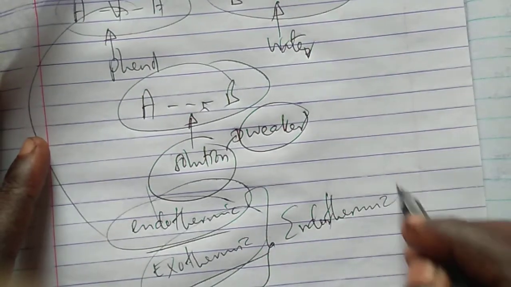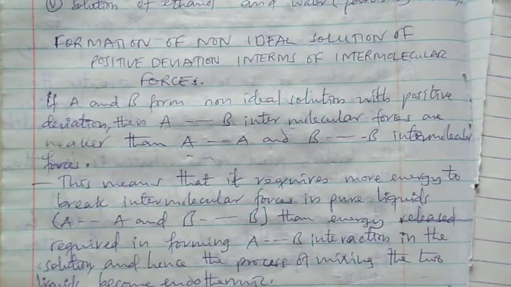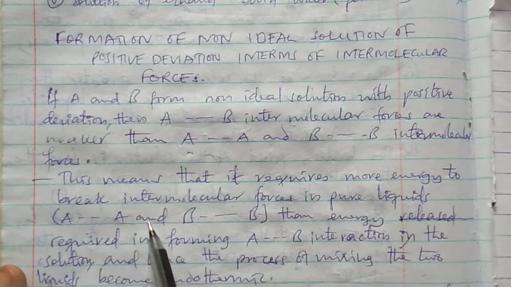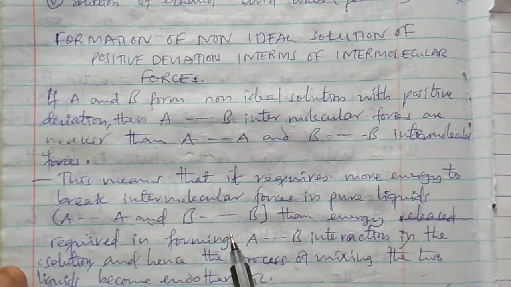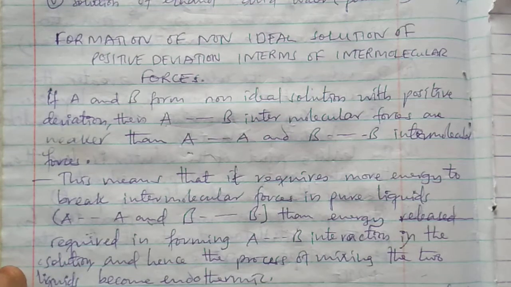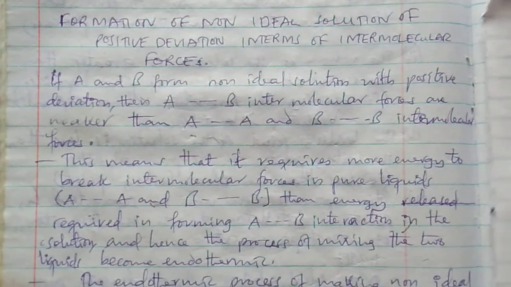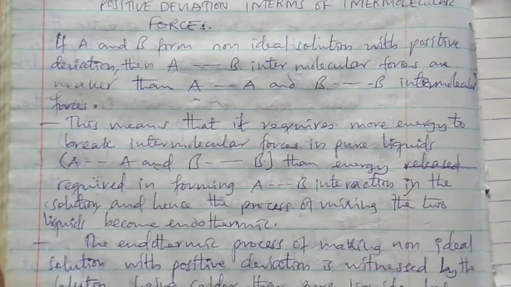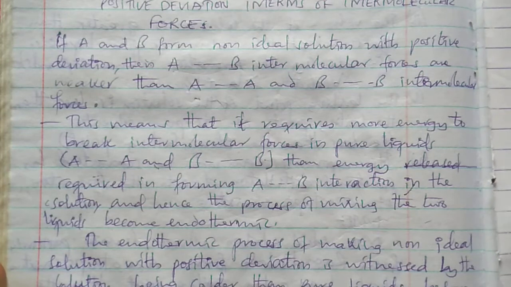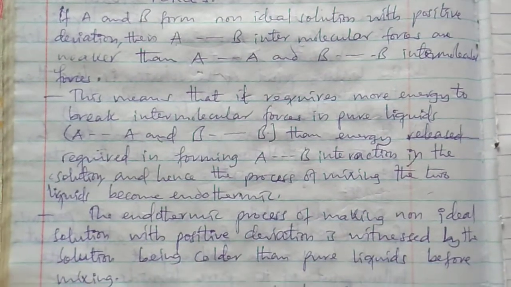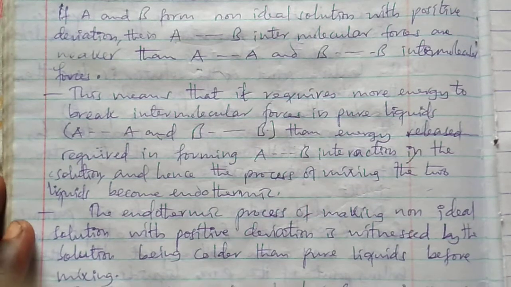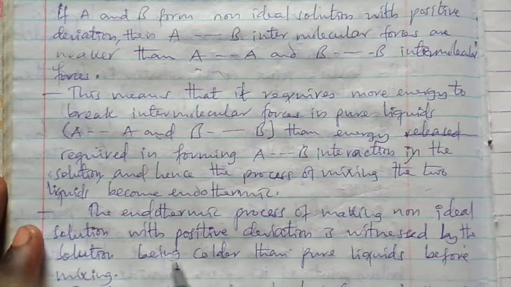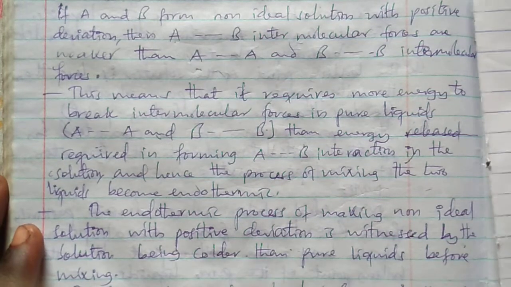Endothermic, that means itakuwa ina absorb heat from the surrounding. So this means it requires more energy to break intermolecular force of attraction in the pure liquid AA and BB than energy required in forming AB interaction in the solution. And hence the process of mixing two liquids becomes endothermic. The process becomes endothermic, as I have explained earlier regarding the concept of thermochemistry. So the endothermic process of making a non-ideal solution with positive deviation is witnessed by the solution being colder than pure liquids before mixing.